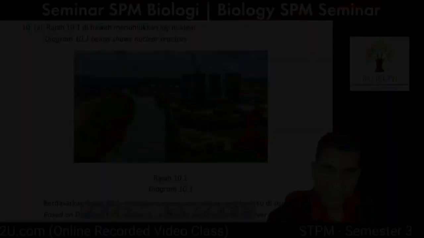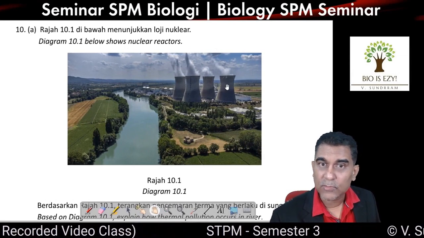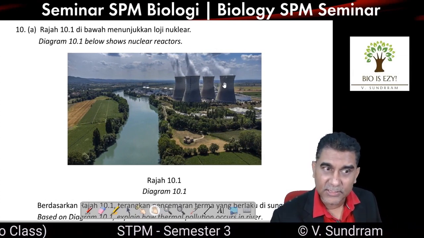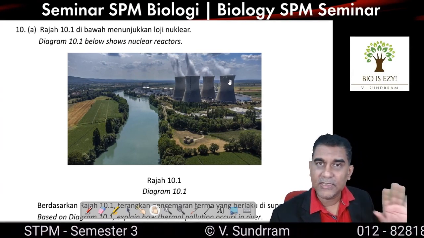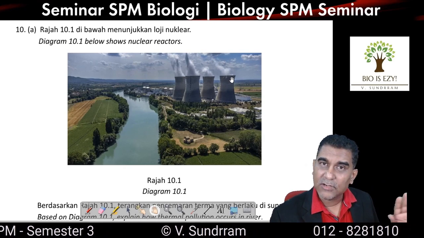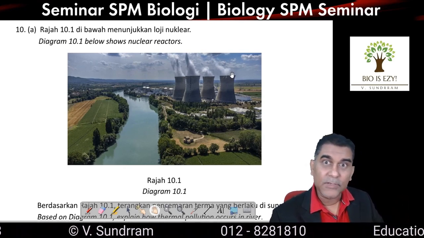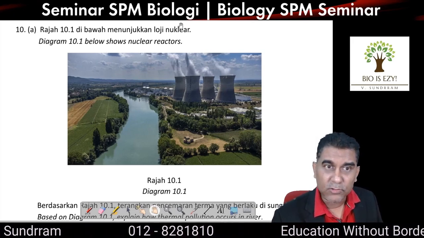Soalan pertama yang saya tanya dekat sini, okay, let's read the question. So tengok gambar macam ini, terus kamu kena tahu ini adalah loji nuclear. You should immediately know this is a nuclear reactor. Normally in our syllabus, when you see a nuclear reactor, it is either water pollution or air pollution. Actually, water pollution, air pollution, thermal pollution pun boleh. So Rajah 11 di bawah menunjukkan loji nuclear.